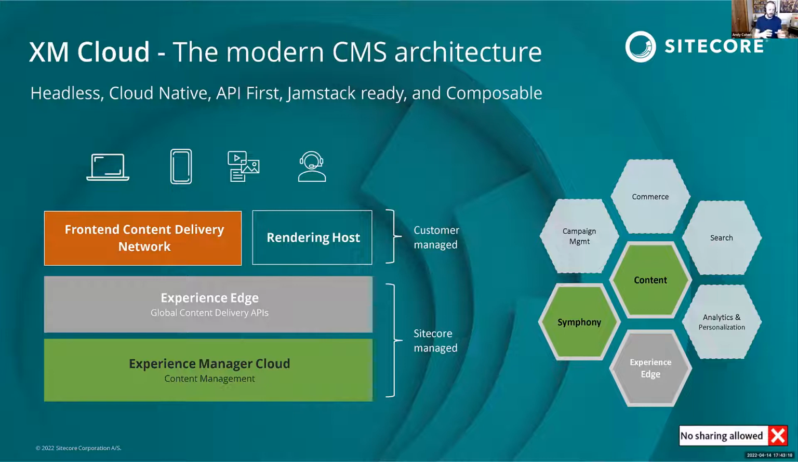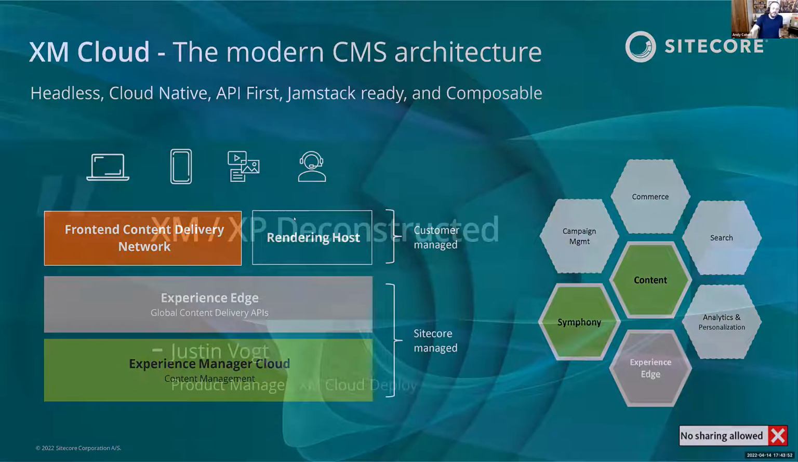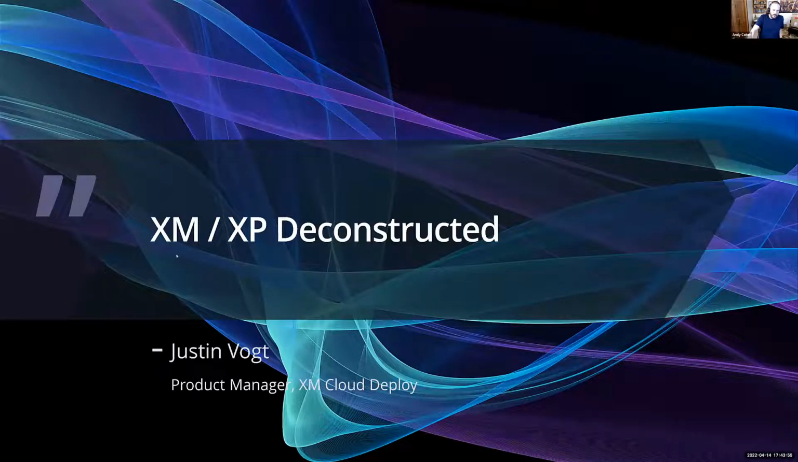But XM Cloud is a base image of XM that we manage for you. You get control over deployments within your organization, and it's meant so that you publish from the CM server to Edge, and then you serve that content via GraphQL on the Edge in a front-end website, or the Sitecore rendering host using the layout service. Justin Vogt came up with the term that this is XM and XMP deconstructed.